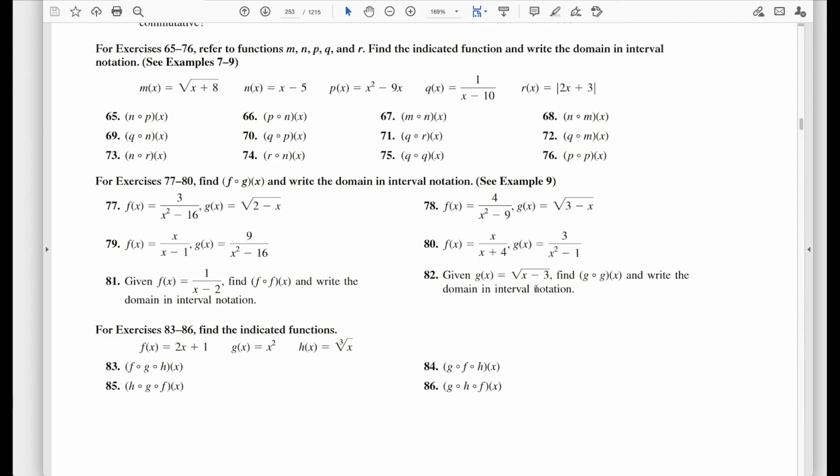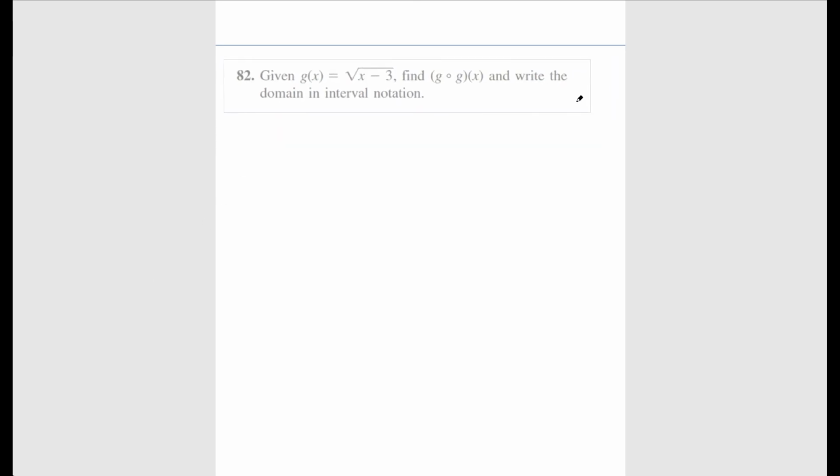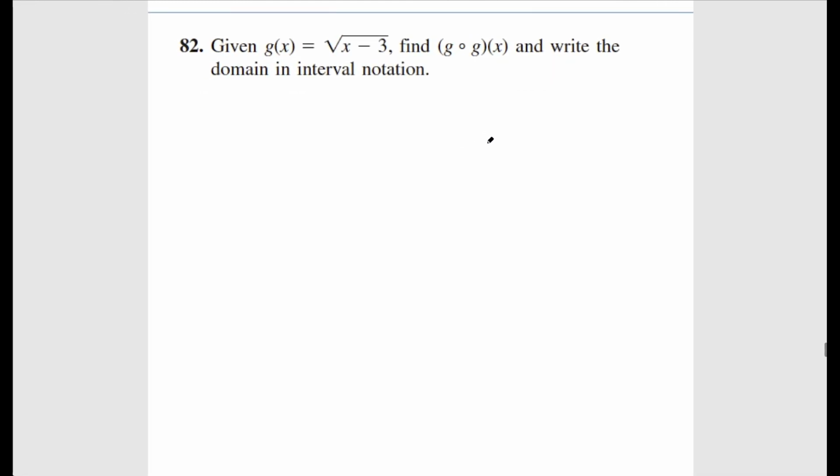Let's do now, how about 82? So given g of x to be the square root of x minus 3, we need to find g composed with itself. So g composed with g, and write the domain in interval notation. Let's do this. That's number 82. Okay. So we have g of x equals that, and we need to find this guy together with its domain.